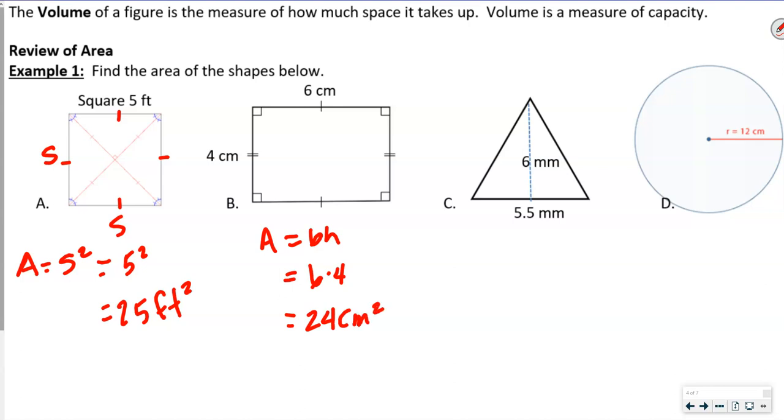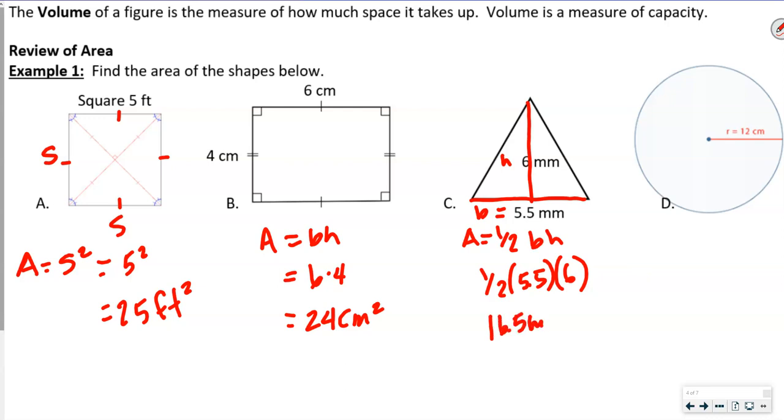Now the formula for the area of a triangle is also on the formula sheet, on the bottom left. The area is equal to 1/2 base times height, okay? So here again, we're going to do 1/2 of our base, which is 5.5, times our height. This is our height, this is our base, okay? That's going to be 16.5. And again, I just put this in the calculator, millimeters squared.